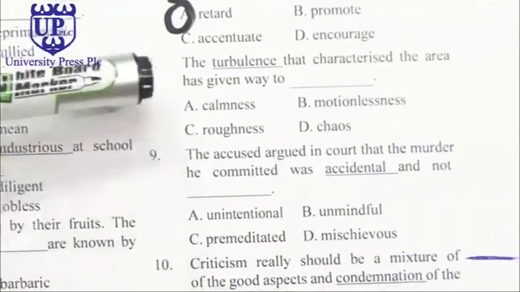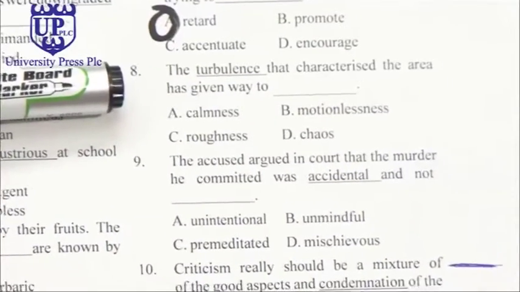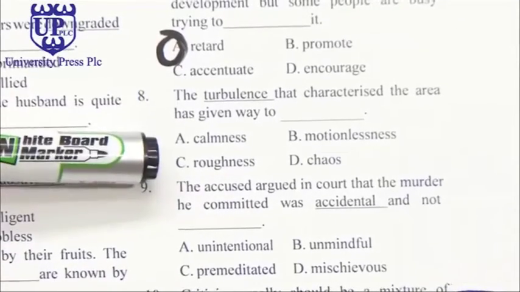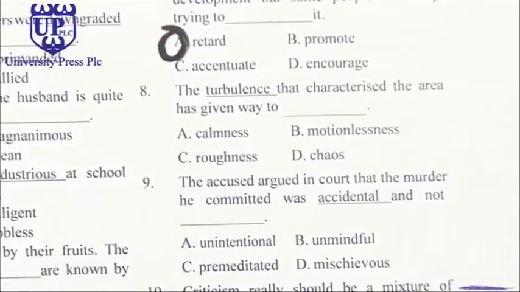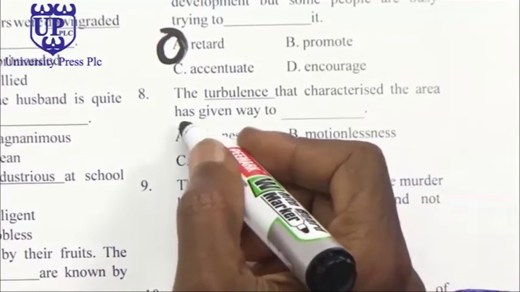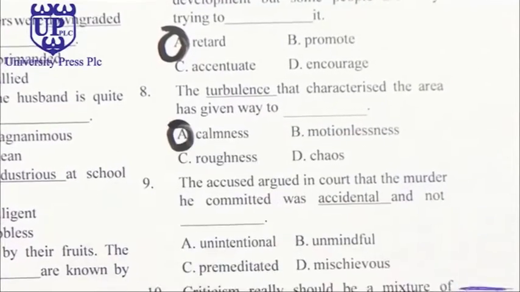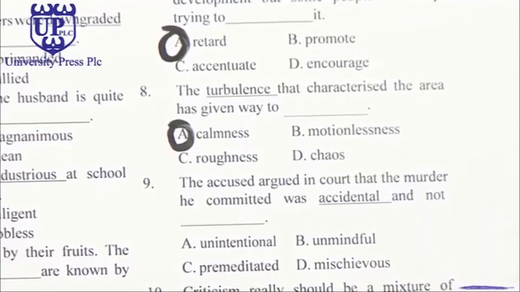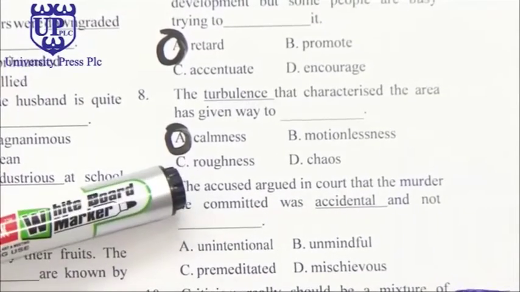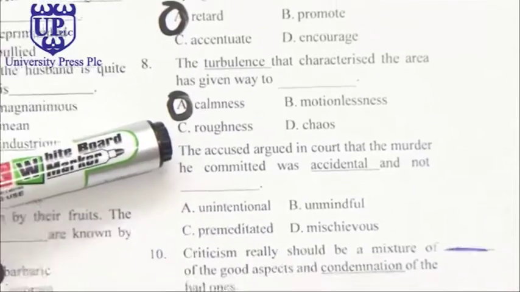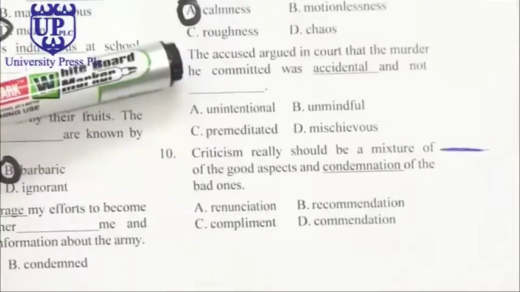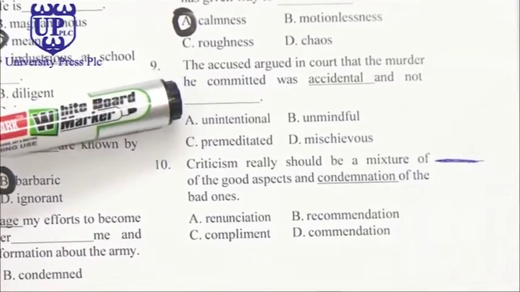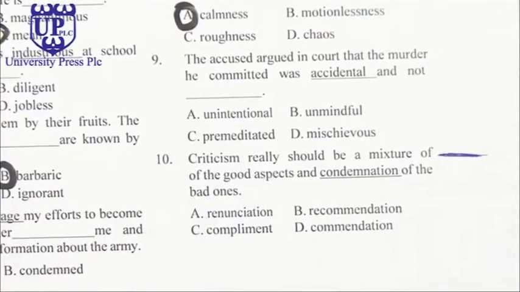Number 8, the turbulence that characterizes the area has given way to calmness. Turbulence means violence, and therefore the opposite will be calmness. Turbulence, calmness. Number 9, the accused argued in court that the murder he committed was accidental and not premeditated. Just by accident, and not what? Premeditated.